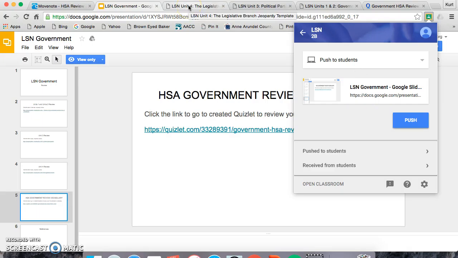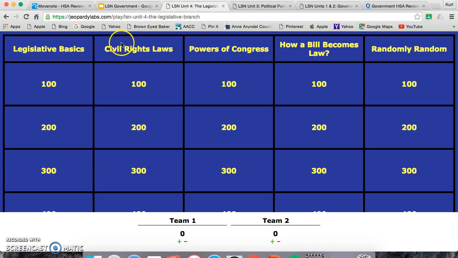Okay. So next, this is how the Jeopardy game looks. It was set up using a Jeopardy website called JeopardyLabs.com, and they use Google Slides and some use PowerPoints as well. So I set the students up into either 2 teams or 3 teams, depending on how many students I have in the class. One class has 18 students. One class has 35 students.